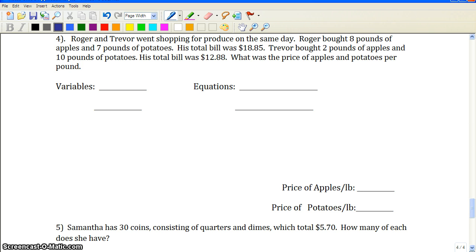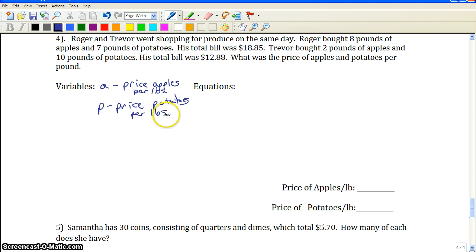So for number 4, if we just go ahead and look straight at the problem statement, it says what's the price of apples and the price of potatoes per pound. So we're going to say apples. It's going to be price apples per pound, and then we're going to do P. We're going to do price of potatoes per pound.